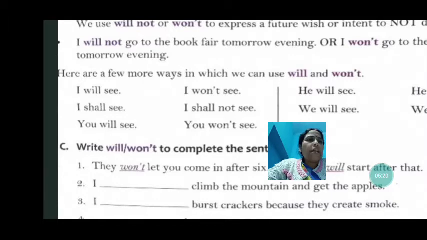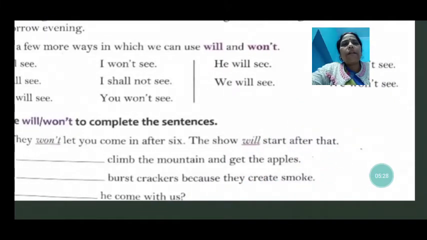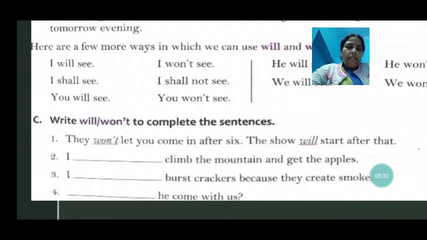I shall see, I shall not see. You will see, you won't see. He will see, he won't see. We will see, we won't see. Now write will or won't to complete the sentences.